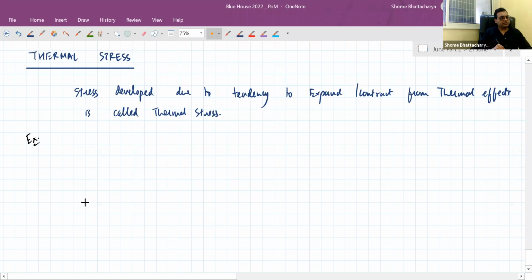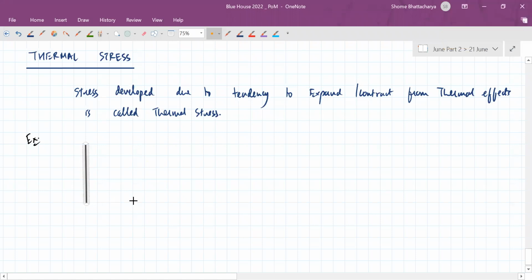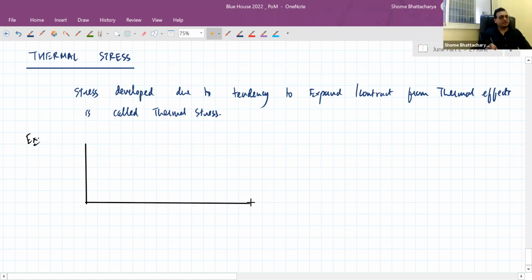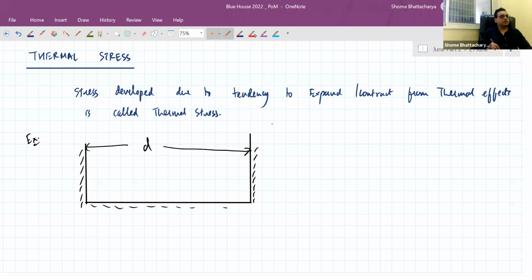So suppose we have a situation like this, that we have a metallic rod which is jammed or fitted between two rigid walls such that it fits perfectly at a given room temperature. So whatever the distance between the two walls, that is equal to the natural length of our metallic rod at the room temperature, let's say.